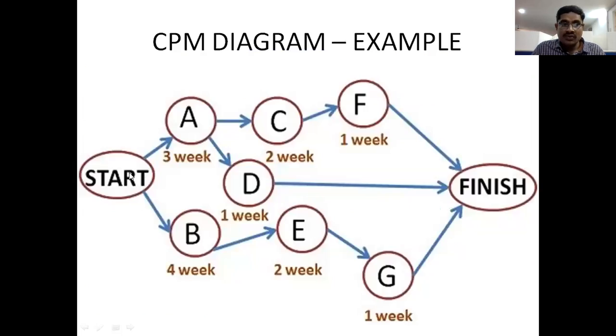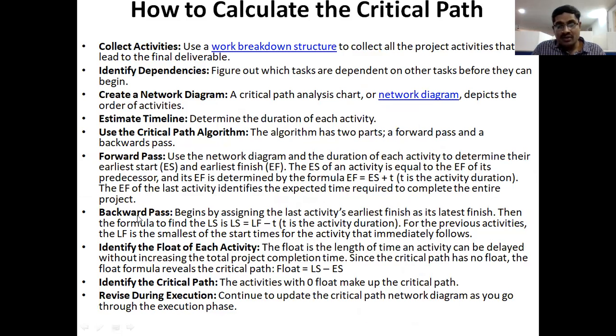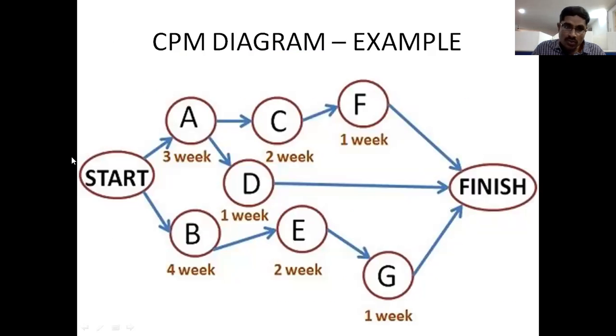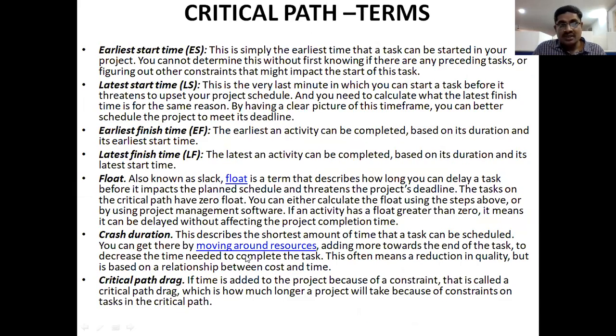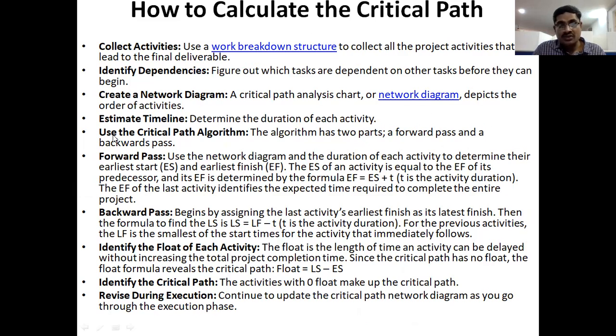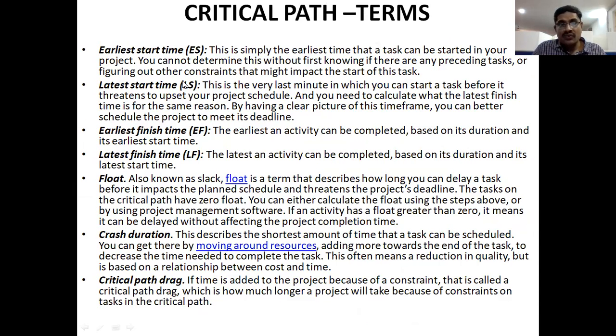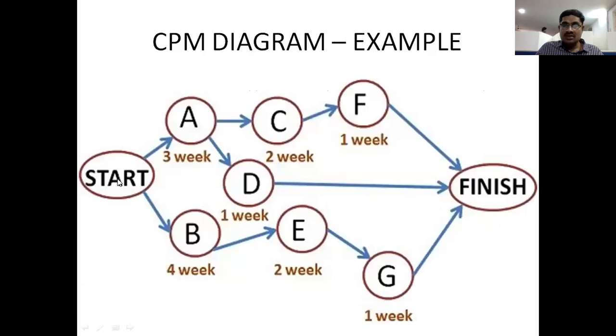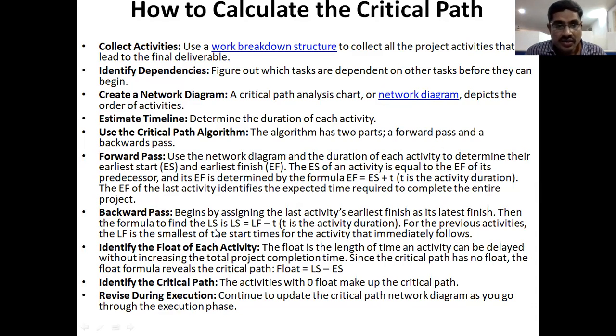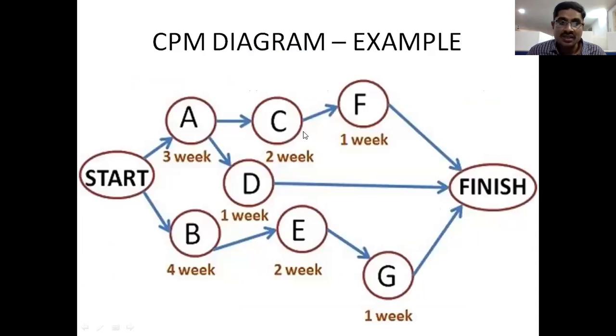Next, forward pass. Forward pass means calculation from the starting point to the finishing point. Backward pass means calculation from the finishing point to the starting point. Next, identify the float of each activity. The float is the difference between ES and LS, and also the difference between EF and LF. Then identify the critical path. In the example we already discussed, Start to B, B to E, E to G is the critical path. These are the calculation steps of the critical path.